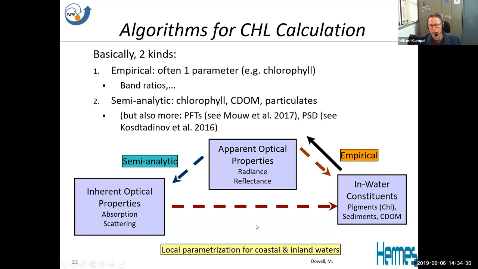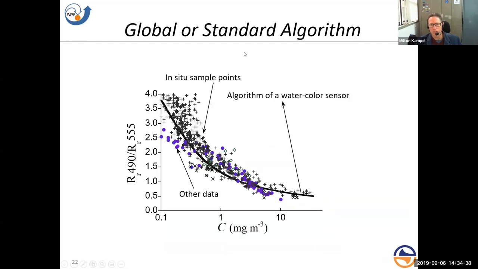And it's important to realize that local parameterization for coastal and inland waters is a must. You also have a schematic graph of what we call the global standard algorithm for chlorophyll. On the black line, you have this algorithm or model delivered from the agencies, and those are based on SeaBASS points, those black crosses here. Here we have the blue-green ratio, and here chlorophyll concentration.